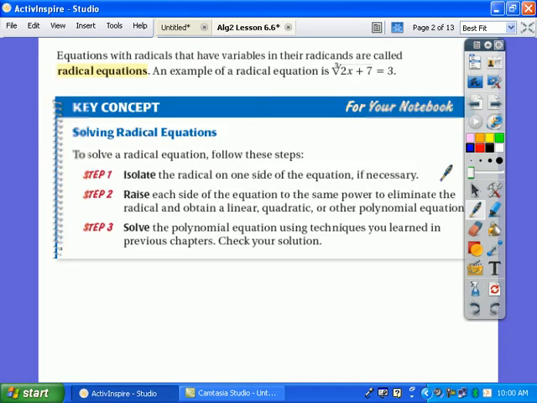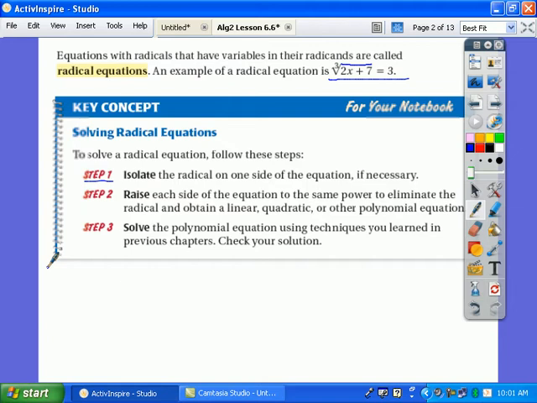So when we say a radical equation, we mean something like this guy where we have the cube root of 2x plus 7 equals 3. Okay, so this is a radical equation. And so our process for solving these is to, step one, isolate the radical. So we need to get one of the sides to only have the radical piece on it. Whatever's on the other side we don't care about. We need to get one side that only has the radical.